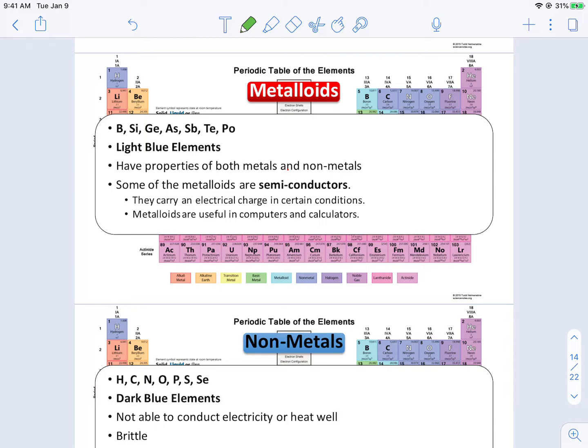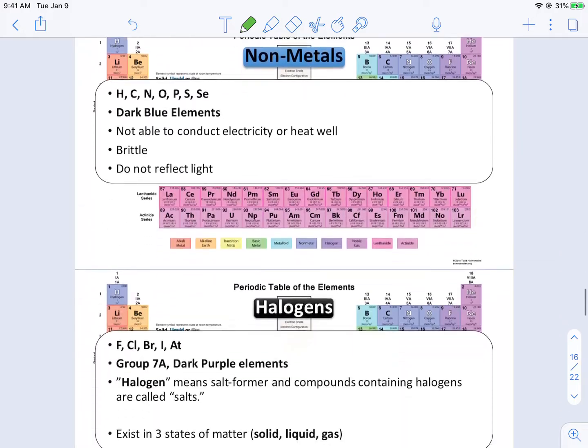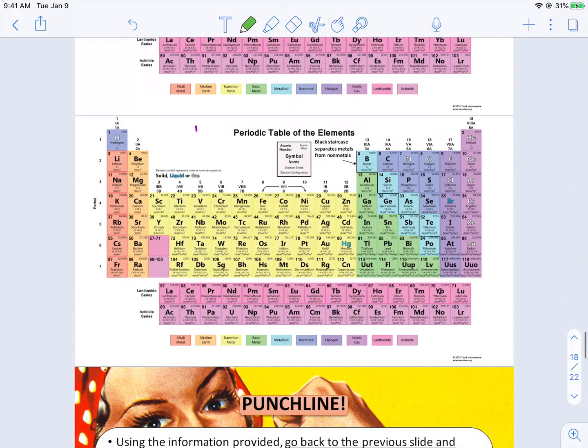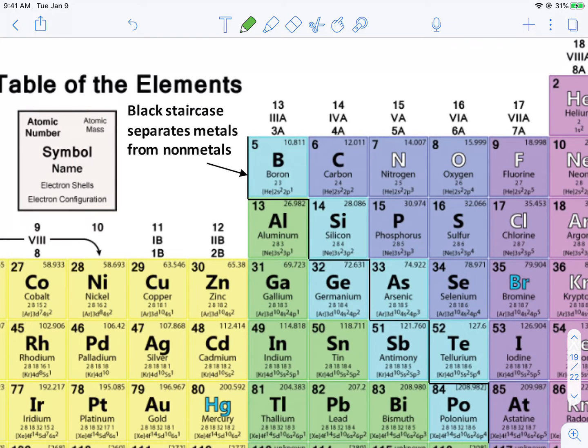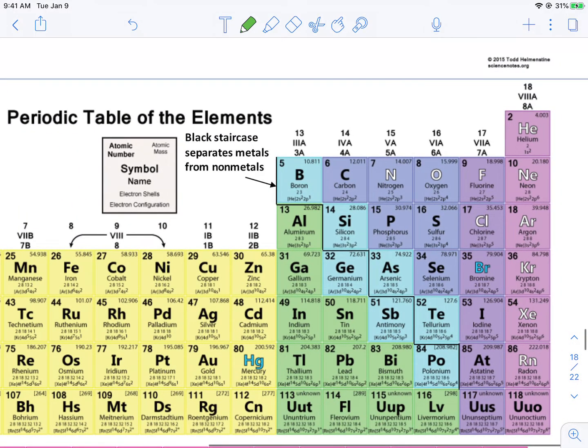But the metalloids are these light blue guys. These light blue guys are going to be a little bit more difficult to memorize, so let me show you how to do that. If we go down to this blank periodic table, I have made you a black staircase that you are going to make on your own periodic tables that I'm giving you out today.